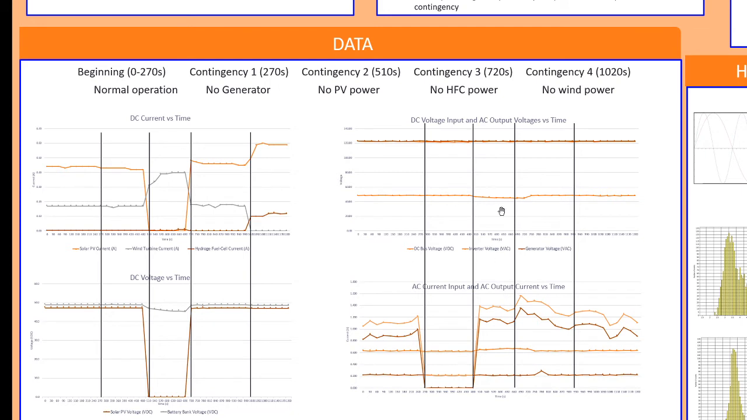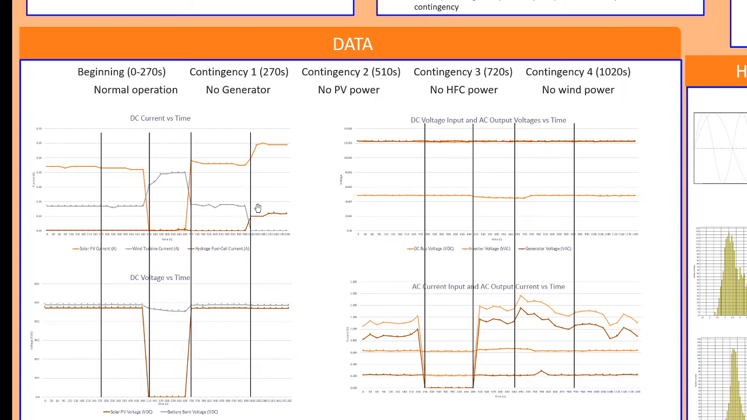But over here, everything stayed the same on the AC side, and that's because of that battery bank. It kept a constant and steady flow of power. That is why I implemented it. So it ended up minimizing the effects of all these contingencies. Contingency 3, no hydrogen fuel cell. Nothing really changed here. There is a little change, but it was barely producing anything because it was so small that these guys didn't have to make up for anything.